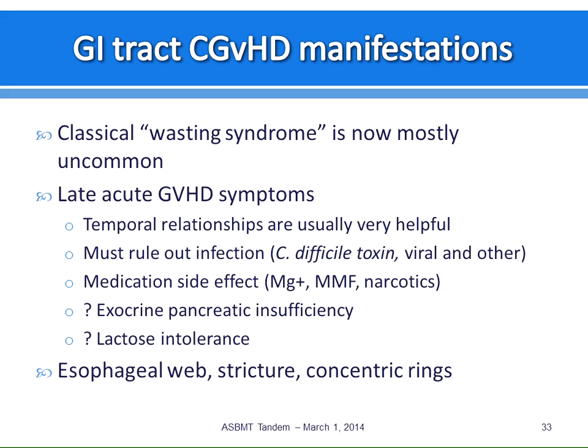Had the patient just tapered off immunosuppression and had a flare of diarrhea? You must rule out infections. C. difficile toxin positive diarrhea is an important one. Viral problems and other infections you need to look for. So knowing what the pre-transplant serostatus for CMV and other viruses is important. Medication side effects is another important one. Are they getting a lot of oral magnesium supplementation? Are they on a high dose of mycophenolate mofetil? And I'd already talked about narcotic withdrawal.